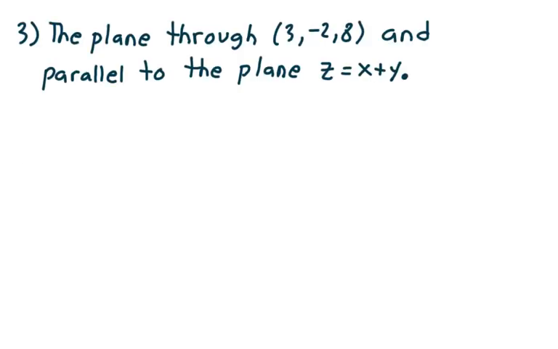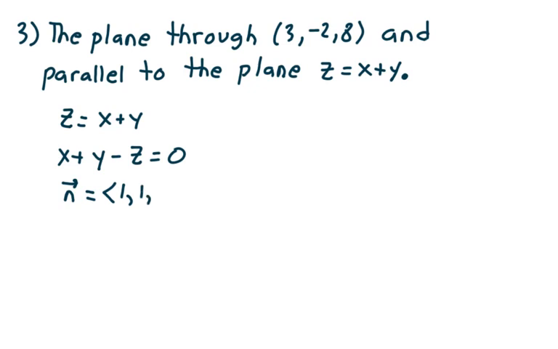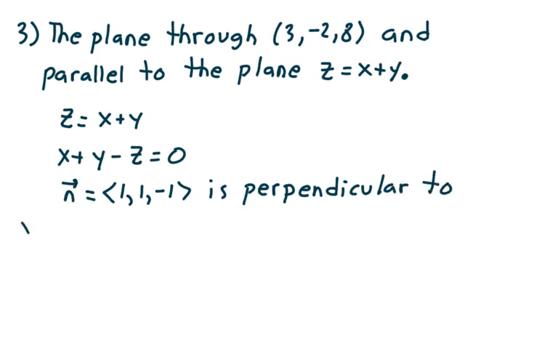And with that, let's take a look at example 3. We want the equation of a plane through the point (3, -2, 8) and parallel to the plane z equals x plus y. Now, if z equals x plus y, then x plus y minus z equals 0. Now, n, we'll call it n, which is equal to the vector (1, 1, -1), is perpendicular to x plus y minus z equals 0.